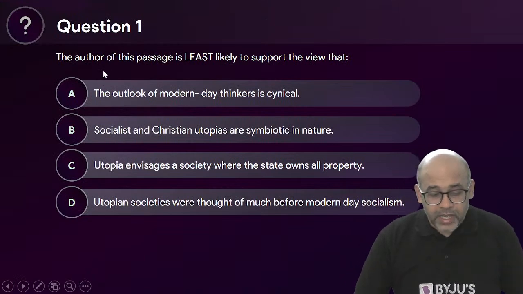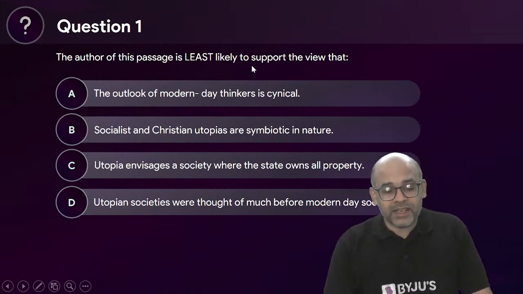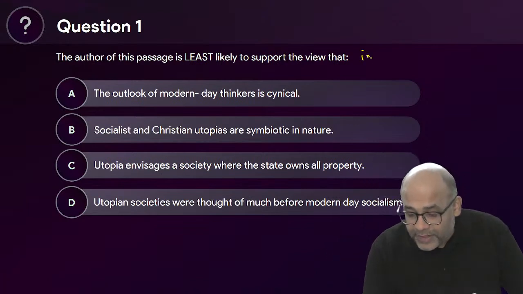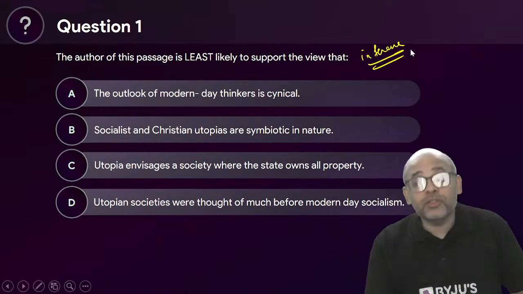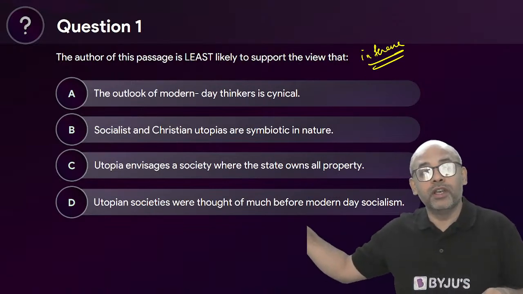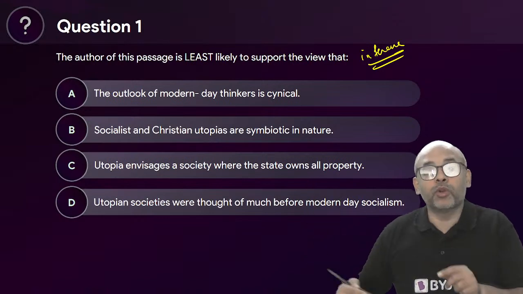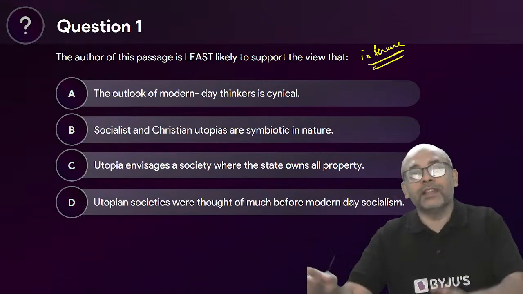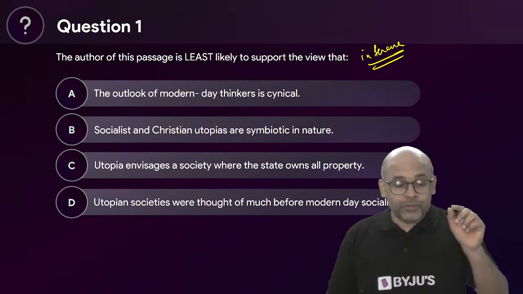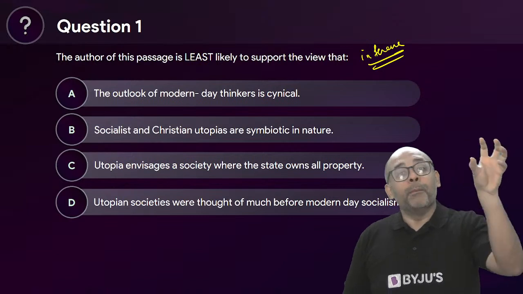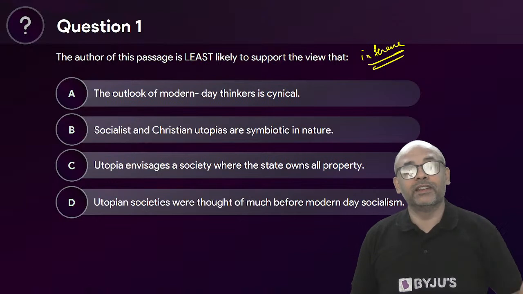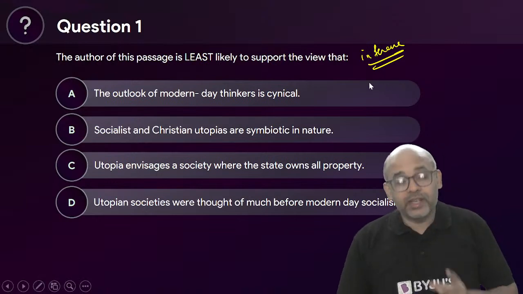Look at the questions. The author of the passage is least likely to support the view. Now remember, this is based on inference. He is not saying which of these views the author did not support. Did not support means he already spoke about it and is saying these 3 I am supporting, this he did not mention at all. Based on what he said, the question is forming 4 options. It is not direct. So that one is an inference question.